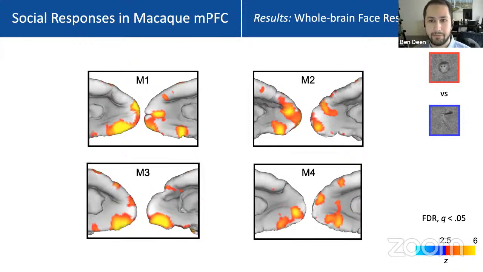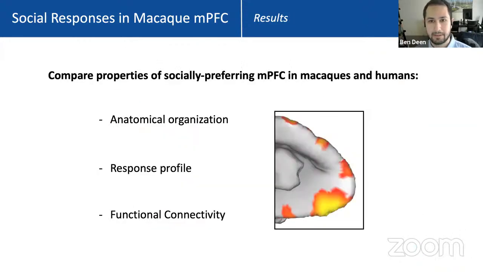Okay, so we've identified a set of regions in medial prefrontal cortex that appear to have some social specialization in that they respond to faces over objects. We then wanted to compare the anatomical and functional properties of these areas to what we know about corresponding social cognition areas in humans. So we'll do so by comparing their anatomical organization, their response profile across multiple categories, and their functional connectivity in the resting state.